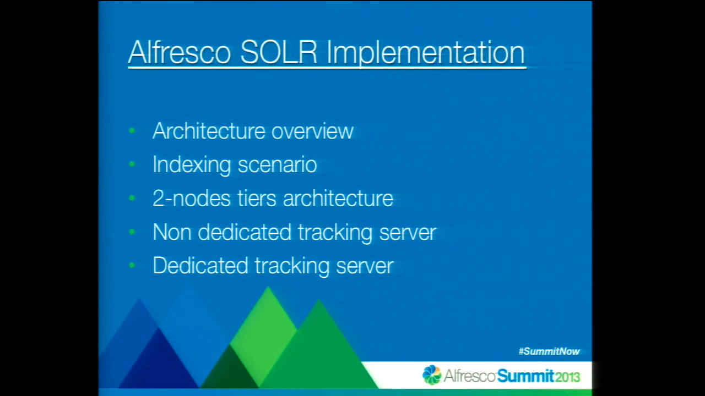So first of all, in the next slide, I will be discussing the Alfresco Solr implementation: the global architecture overview and indexing scenarios. The two-node tier architecture is the classic cluster of two nodes. A cluster with a non-dedicated tracking server has no Alfresco set up on the same machine as Solr. A dedicated tracking server is the opposite: we have a local Alfresco set up with Solr in order to help it manage the indexing and to scale in terms of performance.